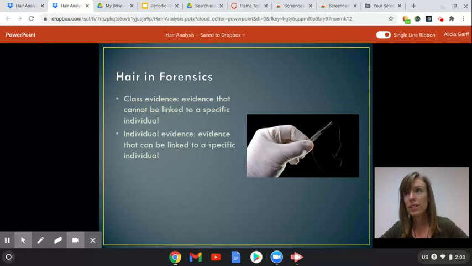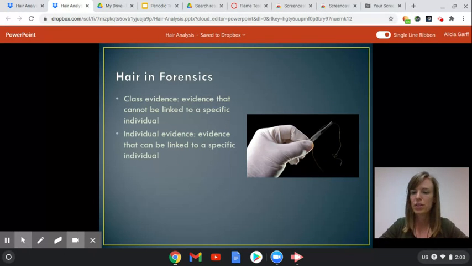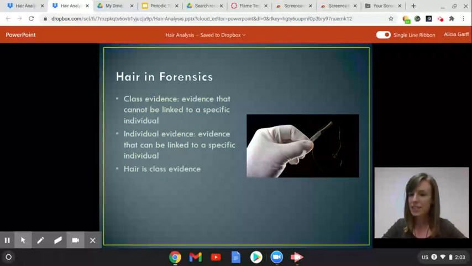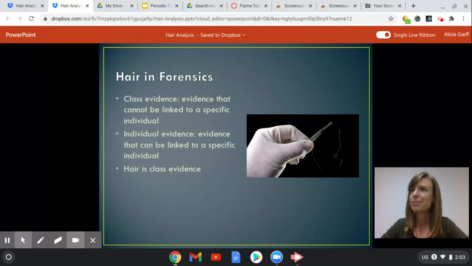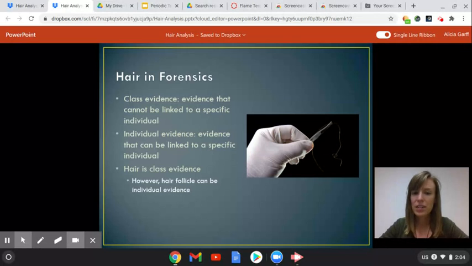But individual evidence can be linked to a specific person. So that could be something like a fingerprint or DNA would be the most obvious examples of that. Hair is class evidence. When you look at hair, you can usually tell what color it is, obviously. You can even tell the race of the person, sometimes from the hair. But two blonde people, it would be really hard to tell them apart by their hair. So it's class evidence unless you get the hair follicle. That's kind of like where the hair is attached to your body. And if you have the hair follicle, then you might have DNA, and that could be individual evidence.